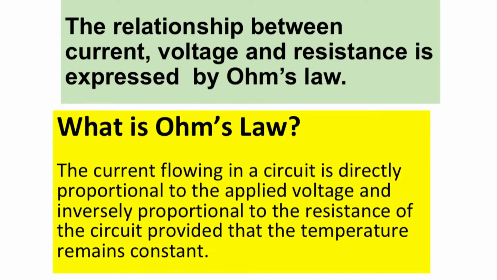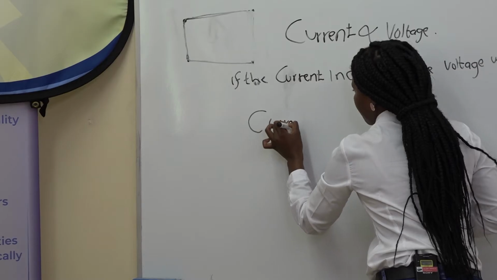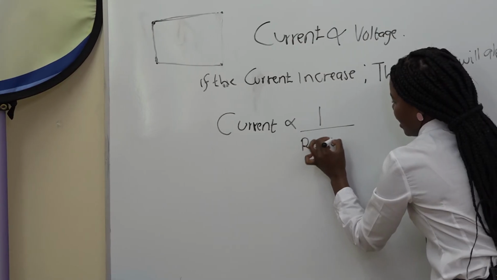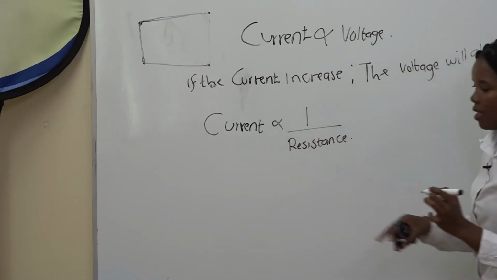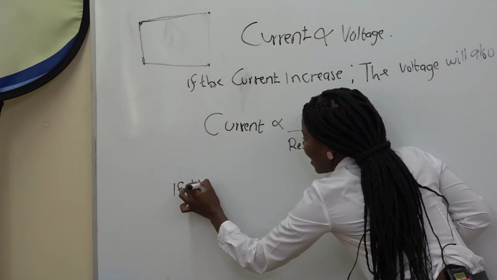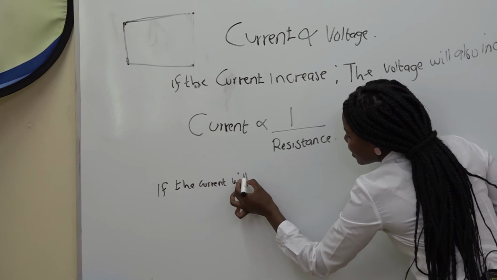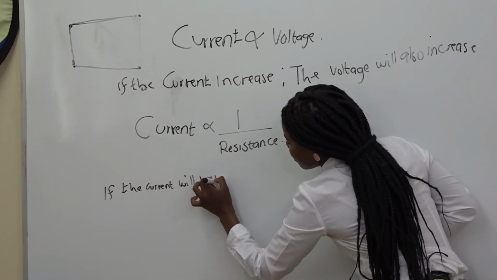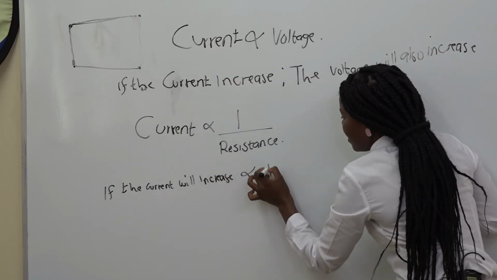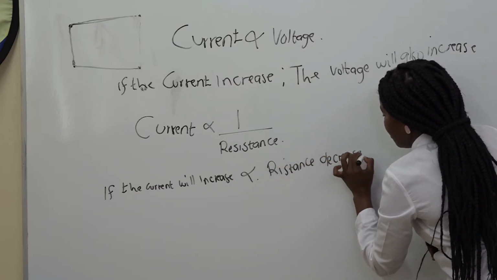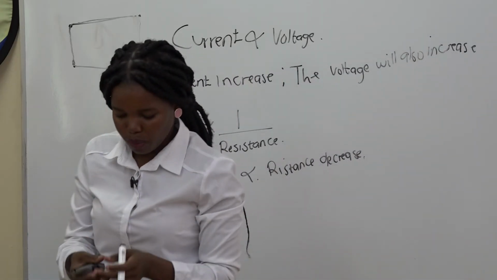But then, once again, it says the current is also inversely proportional to the resistance in the circuit. So that means the current is inversely proportional to the resistance. This means that if the current increases, I want to write this down so that you will not forget it. If the current increases, therefore the resistance decreases. That is why we say it's inversely proportional.